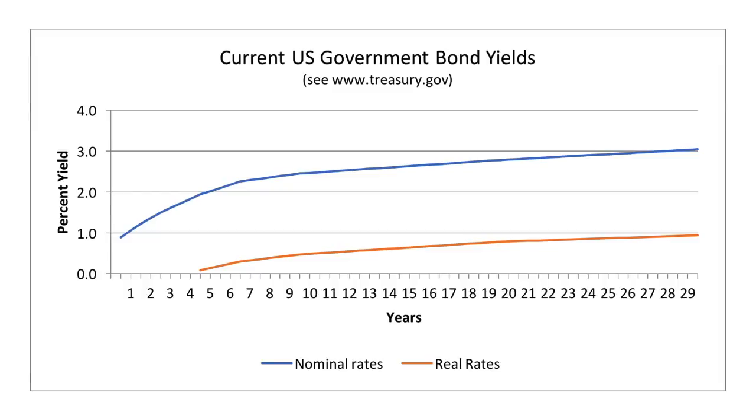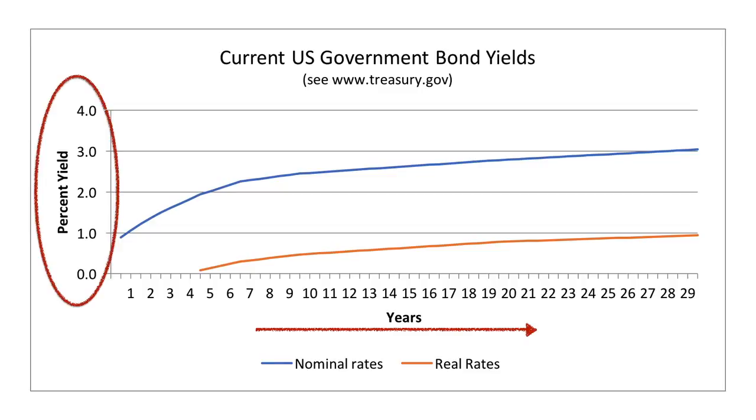What you have here on this slide is a chart of the current U.S. government bond yields. You can find the same kind of chart for UK, German, Japanese, and other government bond yields if you just Google the appropriate searches. On the y-axis, you have the percentage yield. On the x-axis, you have the years to maturity, so from 1 to 30.